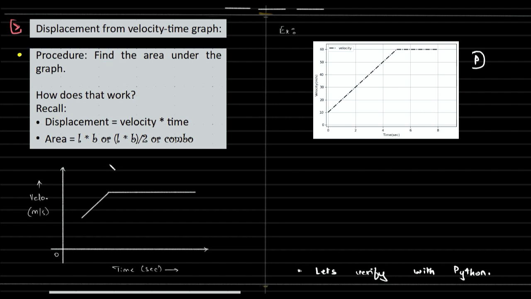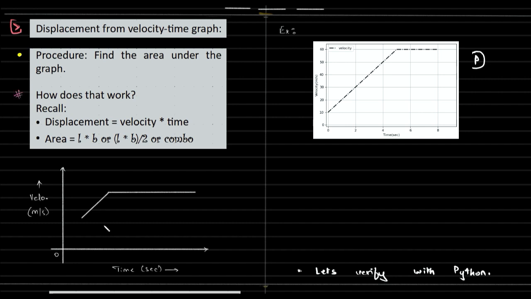What does this mean? I have done one previous problem somewhere along the line, and you can begin from there. Here too we'll be looking at this practically. We'll be taking up a problem and finding out the displacement from that graph. So how does this work? What is the logic behind this?